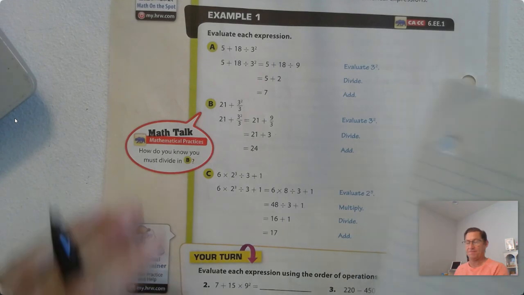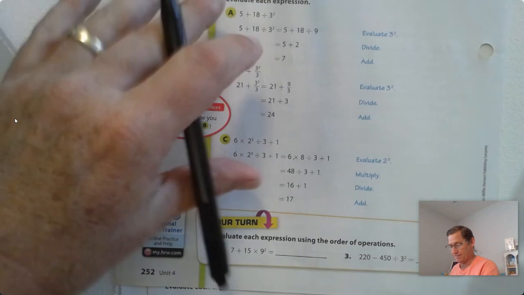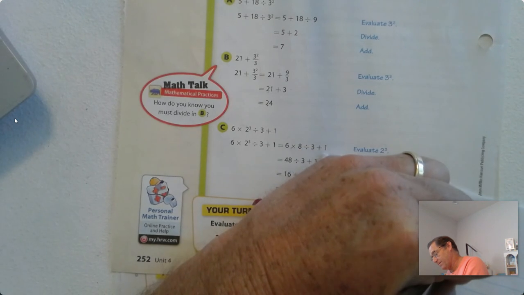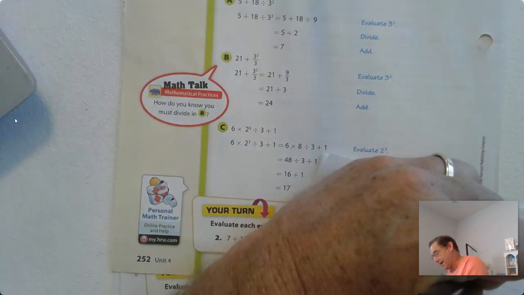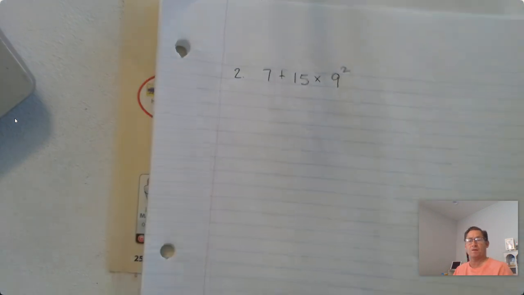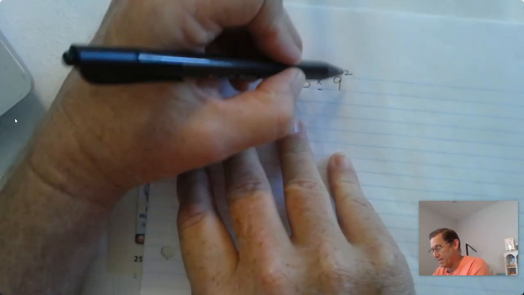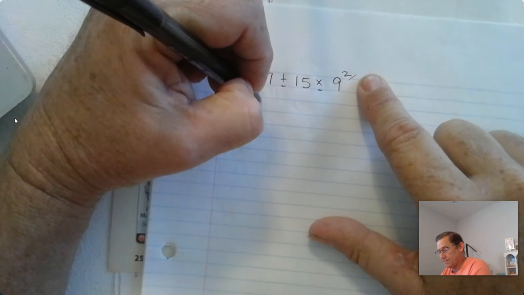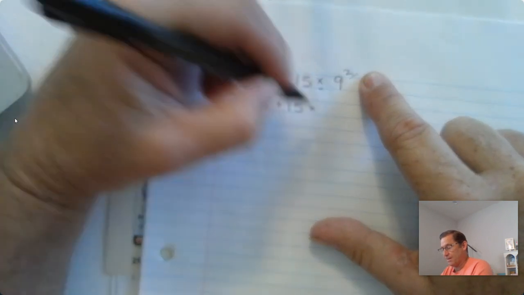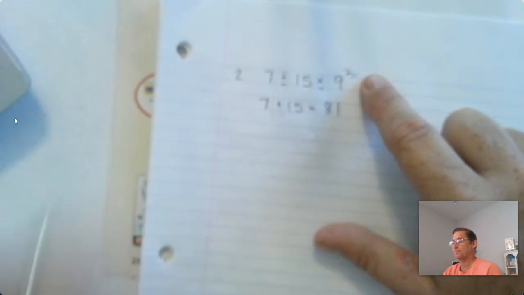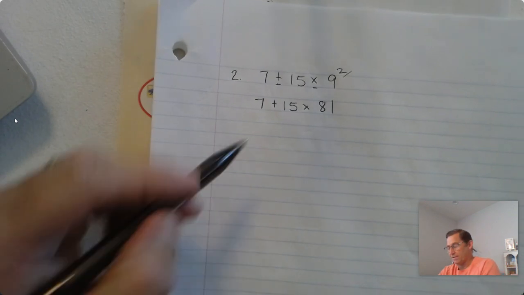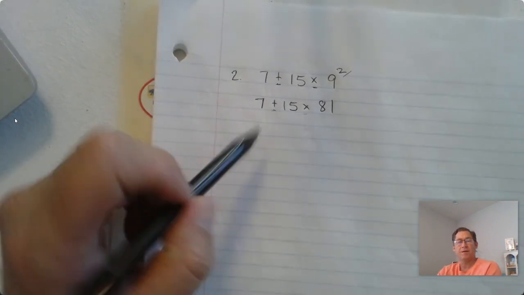7 plus 15 times 9 squared. All right, so we have addition, multiplication, and we have an exponent. So exponents first. 9 times 9 is 81. Okay, so now we have addition and multiplication. Multiplication comes before addition, so 81 times 15.